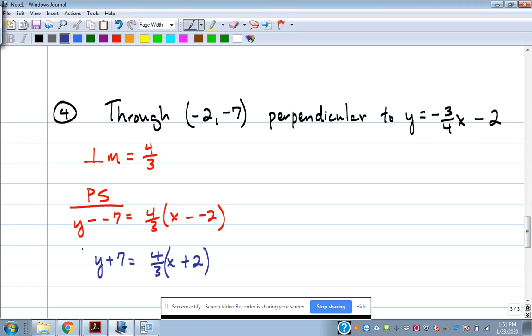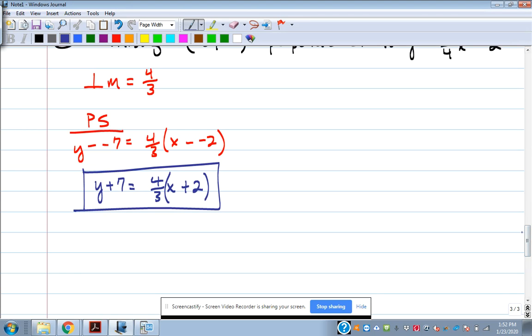y plus 7 equals 4/3, parentheses, x plus 2. So there's our point slope form. Let's get it into slope intercept form. It's going to have fractions in it, so that's the reason I want to go ahead and do that. I know we feel pretty comfortable getting things into slope intercept form, but we need to practice a little bit here with fractions. So 4/3 x plus 4 times 2 is 8/3.